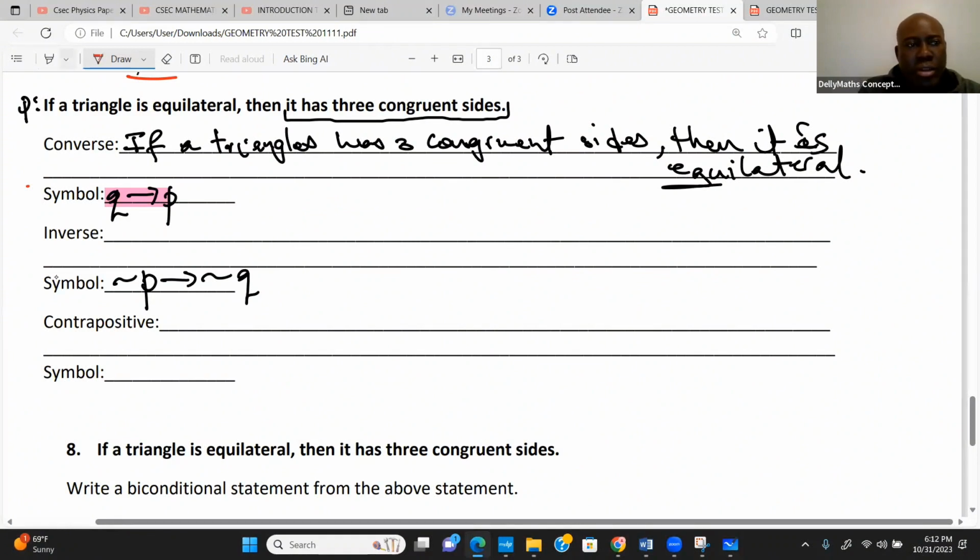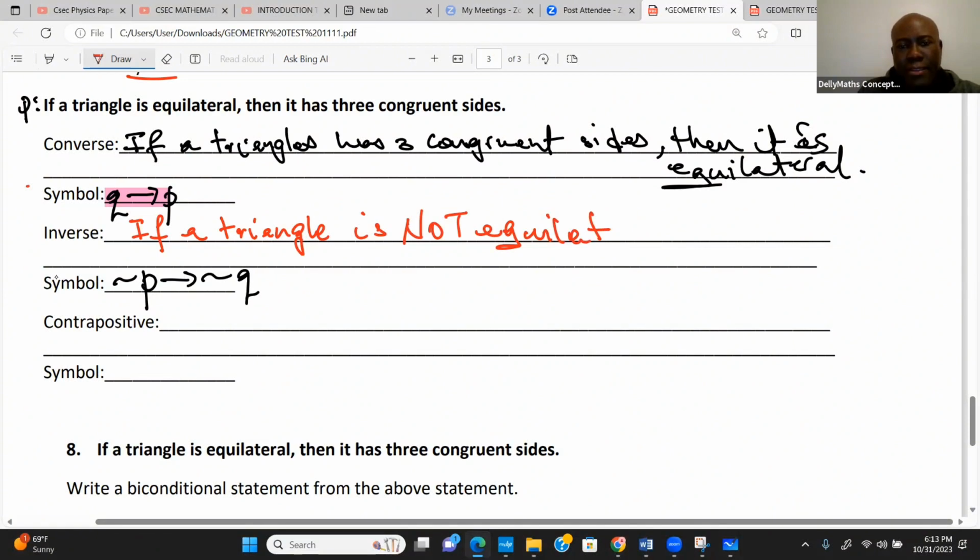The original statement would have read, if a triangle is equilateral, then it has 3 congruent sides. So what we're going to do with it is say, if a triangle is not equilateral. So that is the inverse coming in. We're going to negate that hypothesis.